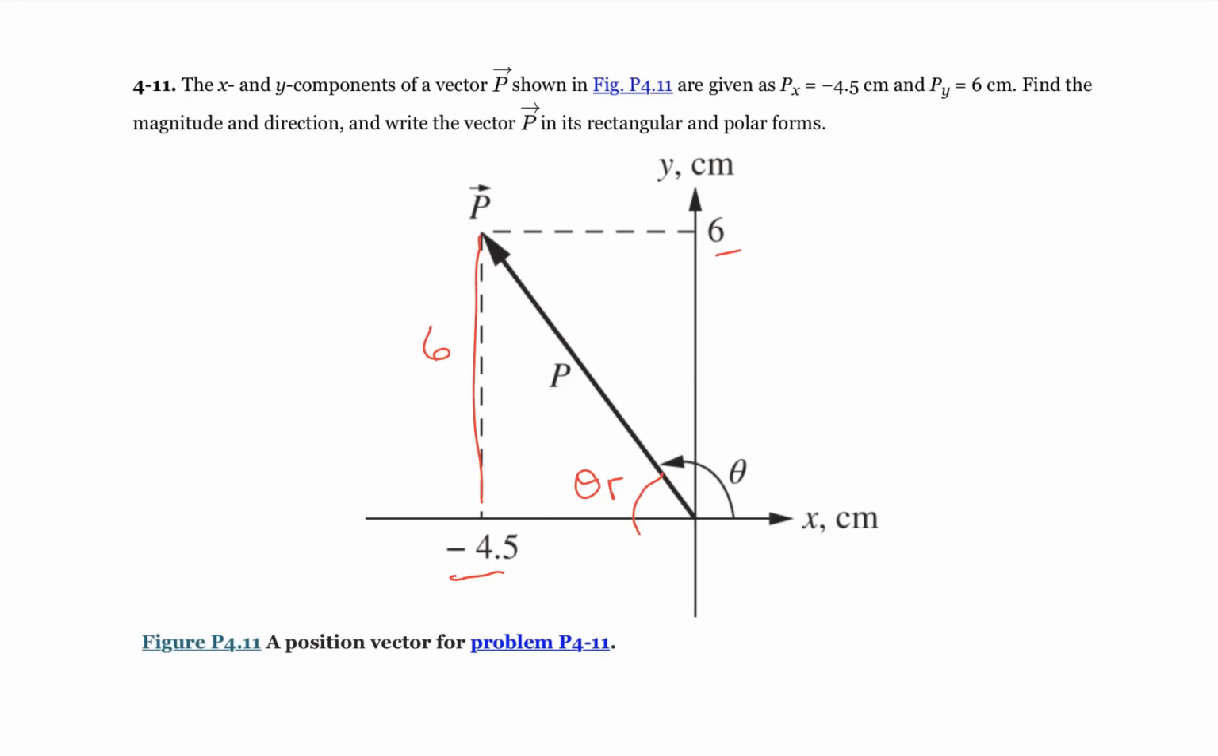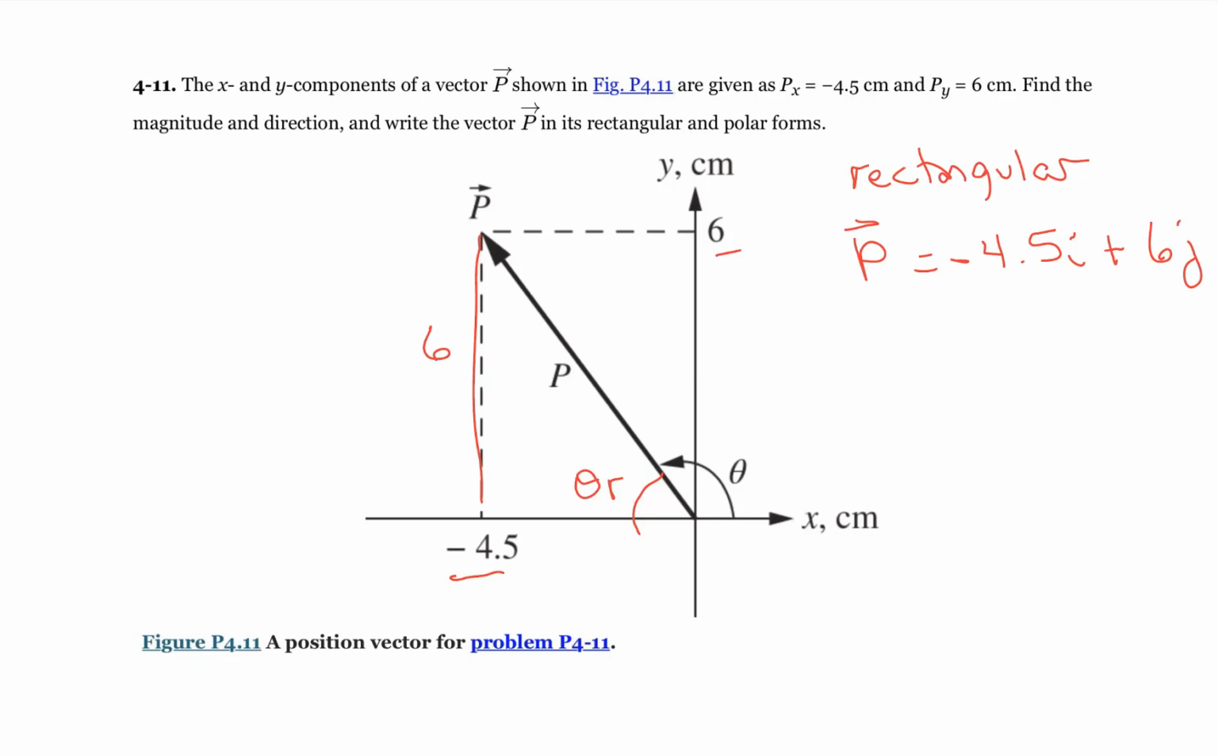Well, now we don't have everything we need for polar. We do have everything we need for rectangular this time. If I want to do my rectangular first, which I might as well since I know everything, I know that vector p is going to equal negative 4.5i plus 6j, because it's just the components of the triangle.